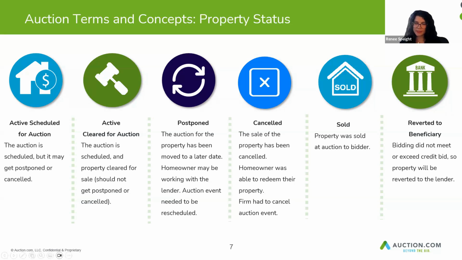Of course, canceled means the auction has been called off, and this typically happens when the homeowner successfully redeems the property or the firm cancels the event. Now, sold: the property was successfully sold at an auction to a live bidder. And last but not least, reverted to beneficiary. The bidding didn't quite meet or exceed the credit bid, so the property is retained by the lender. These different statuses will help you track the property that you're interested in and ensure that you are prepared for changes as they happen. So make sure you're saving those properties to get these property status notifications.